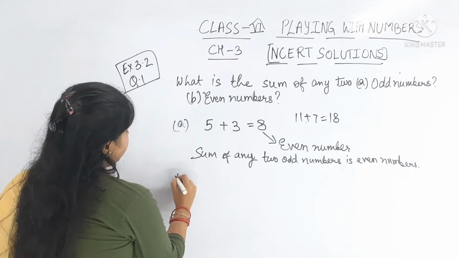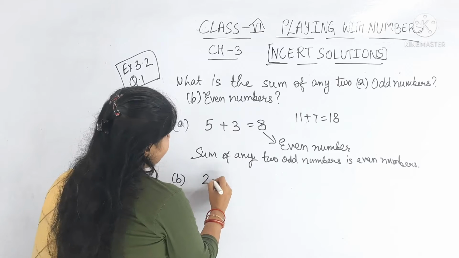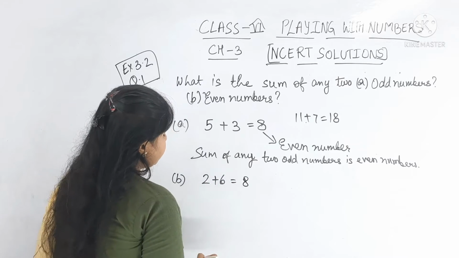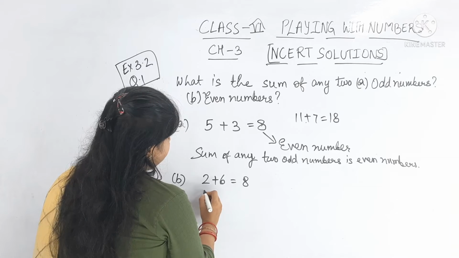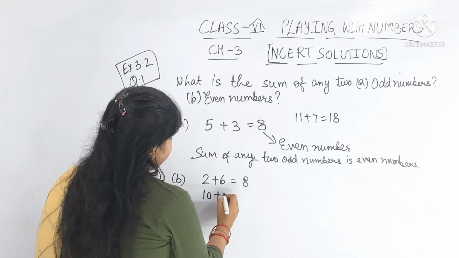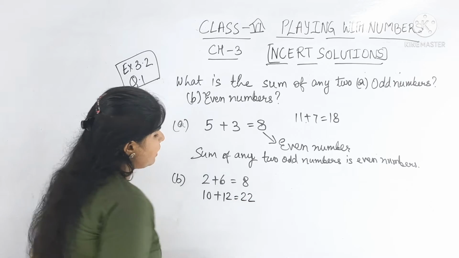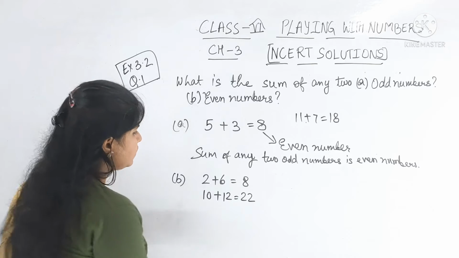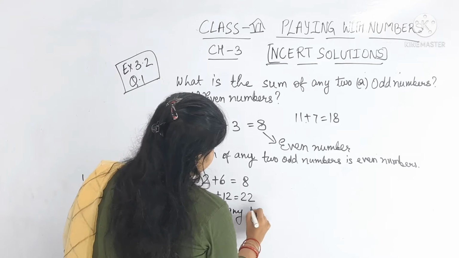Okay, part B is even numbers, the sum of any two even numbers. So I am taking 2 plus 6, that is 8. If I take 10 plus 12, it is 22. I am getting that both even numbers make an even number. So the result is the sum of any two even numbers.